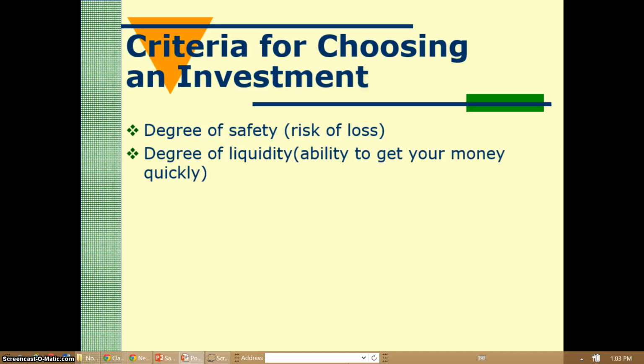You also need to consider the degree of liquidity, which is your ability to get your money quickly. So stocks are relatively liquid because even though I own a stock certificate, I can call a stockbroker and ask them to sell it. And if I were to get a capital gain on that stock, I would be issued a check in a very short period of time.